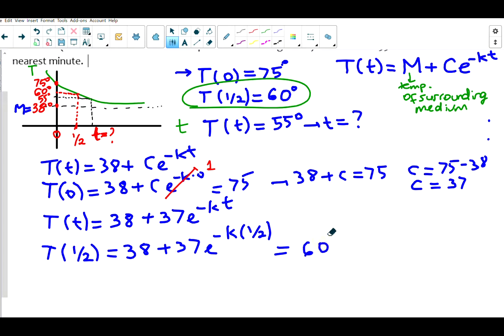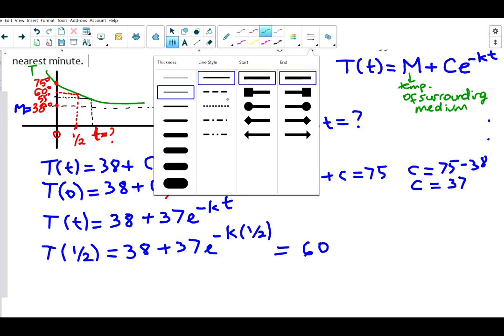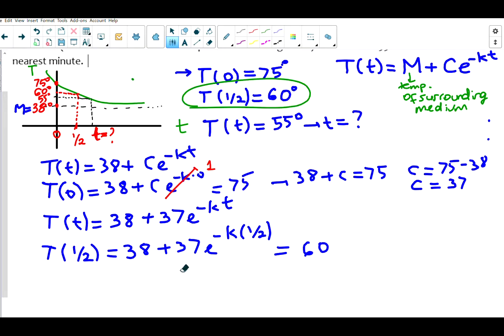All right, how do you think we could solve this equation? I need to solve for K. Let me first get rid of this 38. Subtract 38 on this side, minus 38 on the other side. So on the left-hand side, you're going to lose the 38. So it's going to become just 37 times e to the negative K times 1/2 equals 60 minus 38. So go ahead and do that. What is 60 minus 38? You will probably get 22 there.